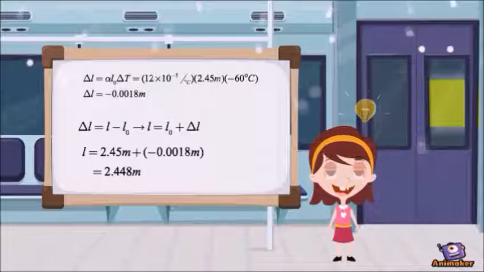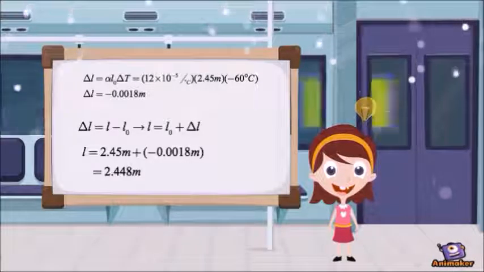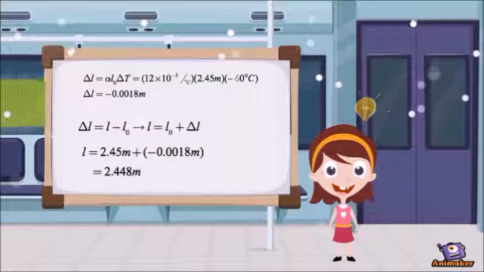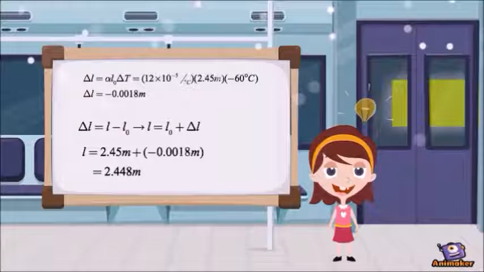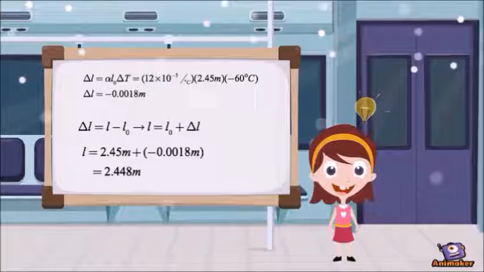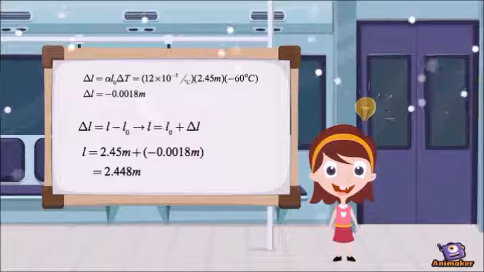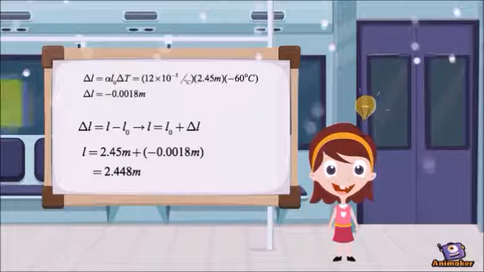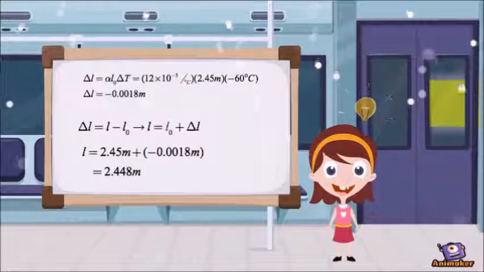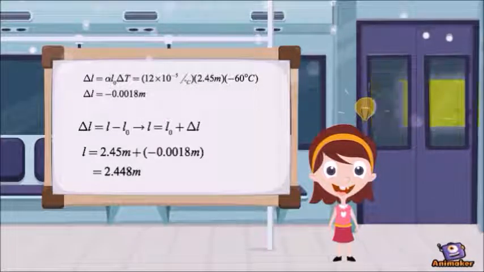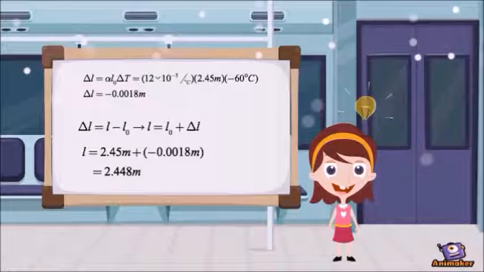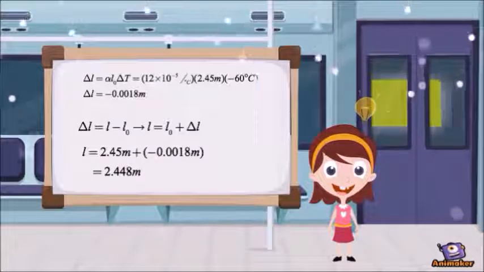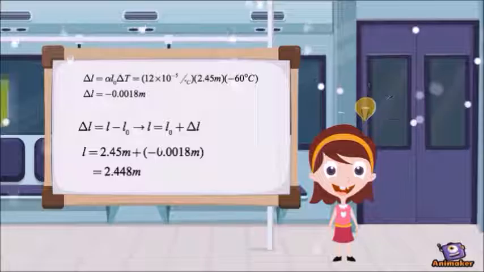Then, you can find the railroad tie's final length using the tie's initial length and its change in length. Delta L equals final length minus original length. Then solving for the final length will give us final length equals original length plus change in length. Add 2.45 meters to -0.0018 meters, which is 2.400 meters.